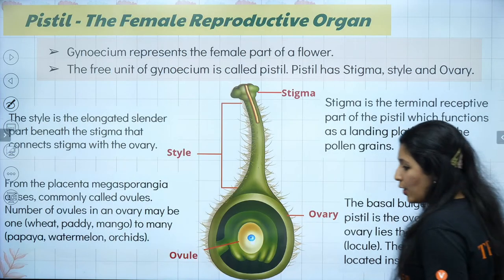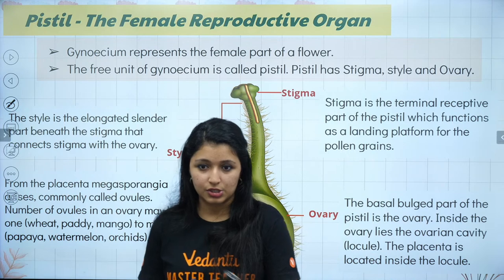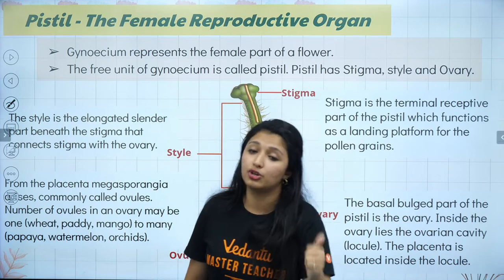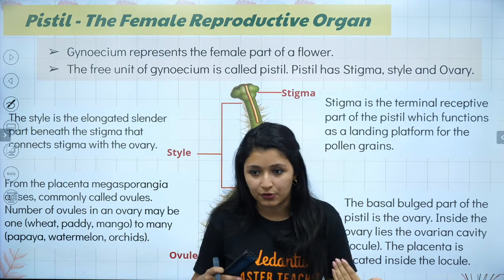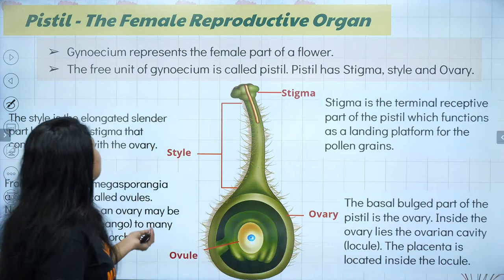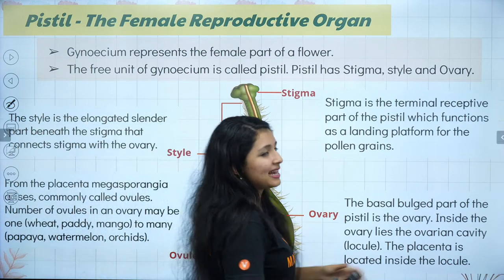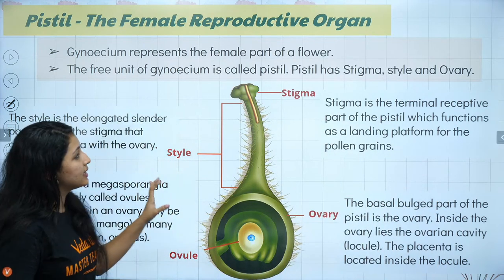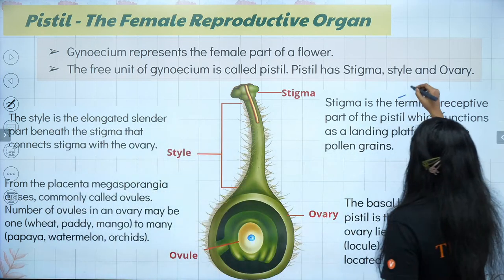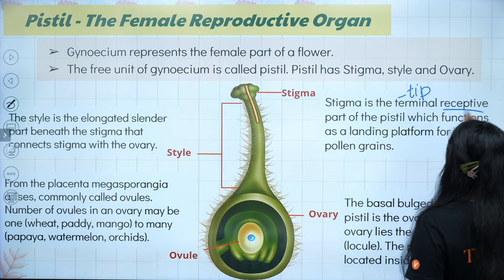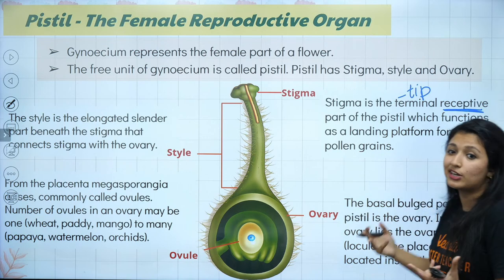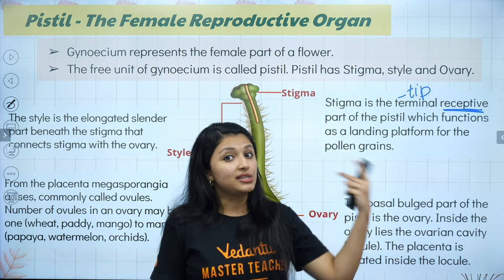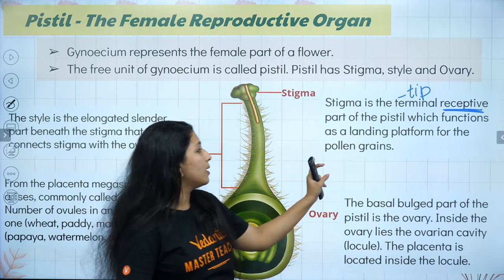Now, we will learn about the female reproductive structure. We learned how the male gametes are produced, microsporogenesis, we've made the gametes, all good. Now, let's see the female part of it. The gynoecium is the female part. Like I said, it has three parts: stigma, style and ovary. The stigma is terminal, at the tip. It is the receptive part. It will receive the pollen grains. It is the region where they receive the pollen grains, a landing platform for pollen grains.